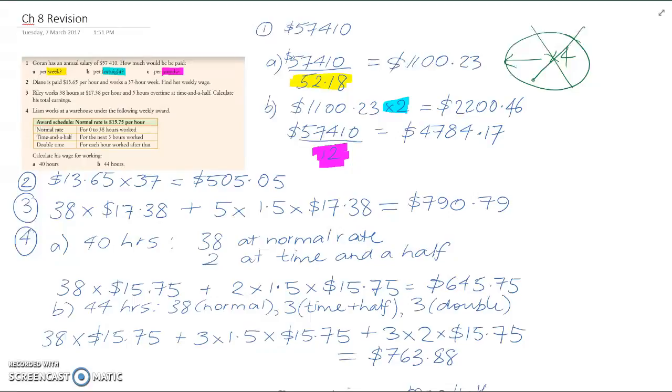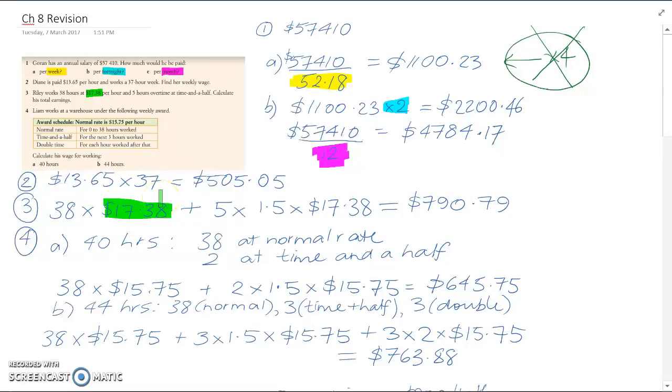Question 2. Diane is paid $13.65 an hour and she works a 37-hour week. So she's doing 37 hours and each one is $13.65. Multiply them. There's your answer. Riley works 38 hours at $17.38 per hour. So here's our hourly rate, $17.38, and she's working 38 hours at $17.38, right?